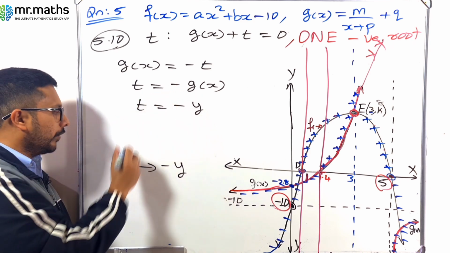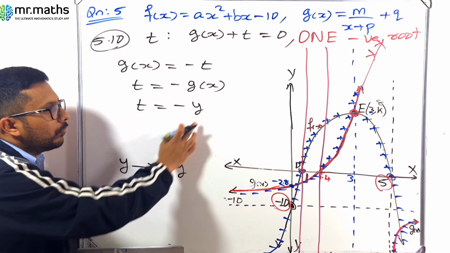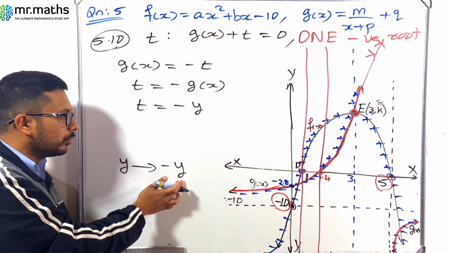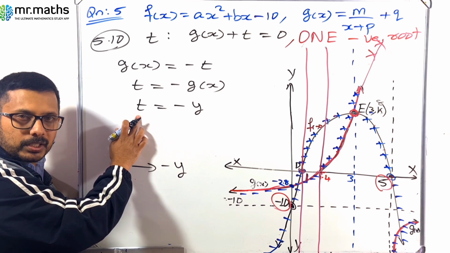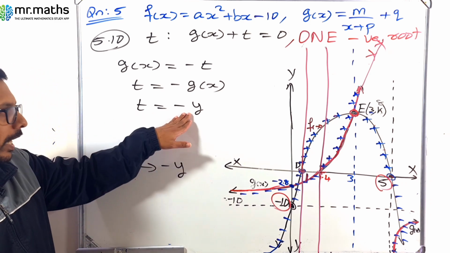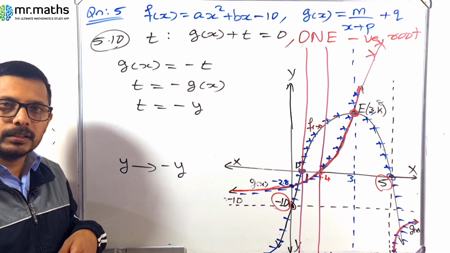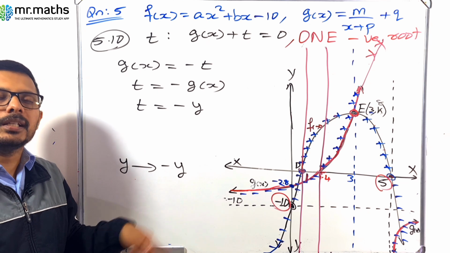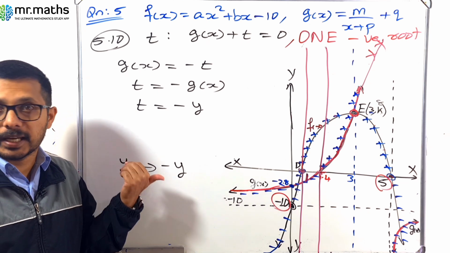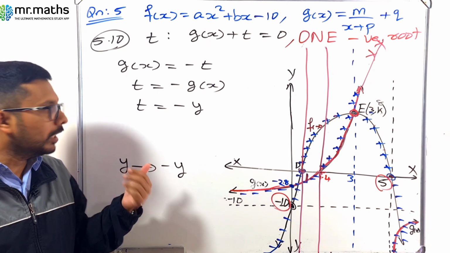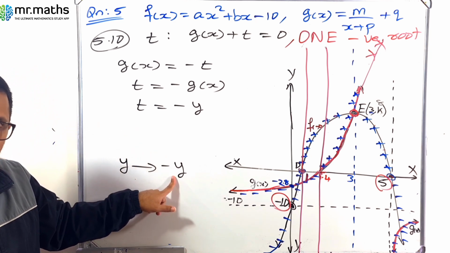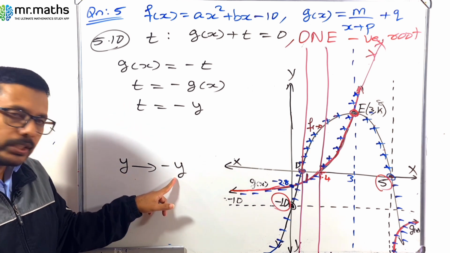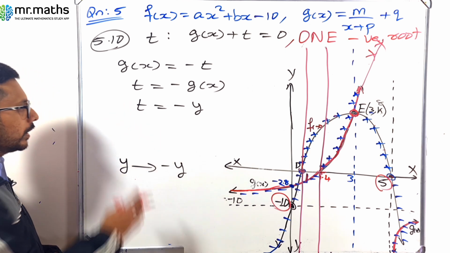Do you understand? g of x is y, and now it is minus y. The sign of y changed, and they call that new equation t. If the sign of y changes, that is a reflection based on the x-axis. The sign of y changes to negative y, and they call this negative y as t. So a sign change of y means a reflection.